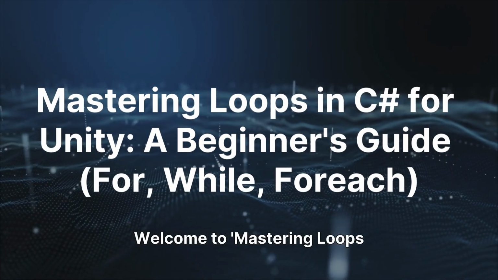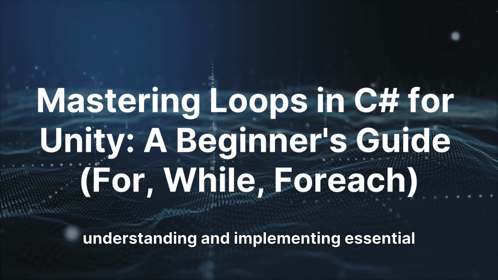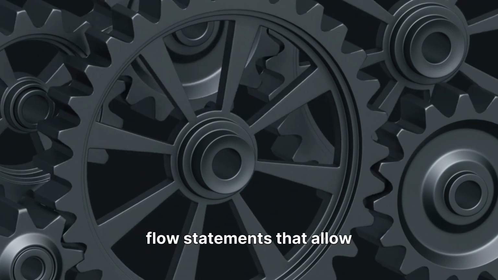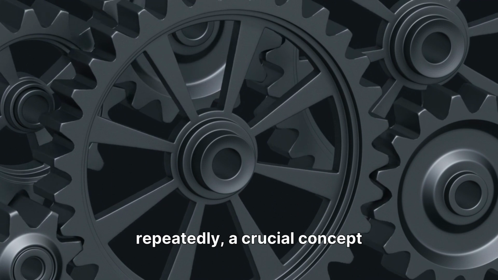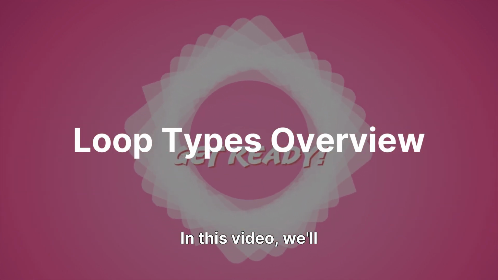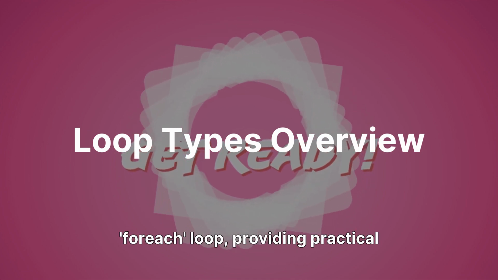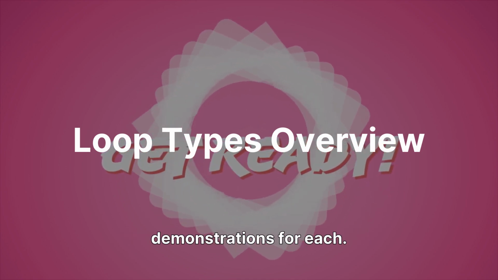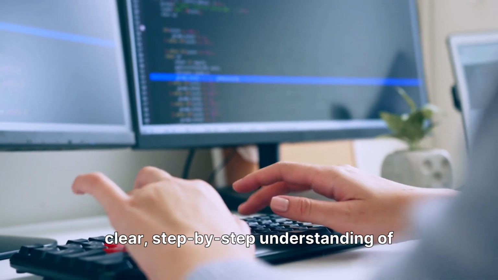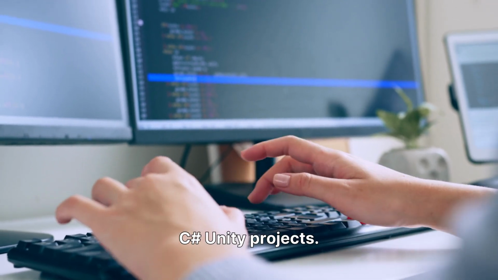Welcome to Mastering Loops in C# for Unity, your beginner's guide to understanding and implementing essential programming loops. Loops are fundamental control flow statements that allow your code to execute repeatedly, a crucial concept for game development in Unity. In this video, we'll explore three primary types: the for loop, the while loop, and the foreach loop, providing practical demonstrations for each. Our objective is to equip you with a clear, step-by-step understanding of how to effectively use these loops within your C# Unity projects.